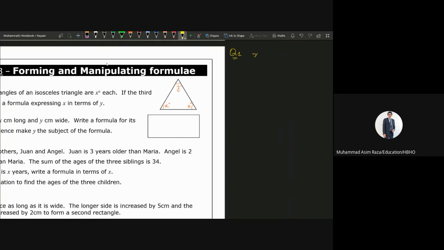It is that the sum of angles in a triangle is equal to 180 degrees. So we can write down 2x degrees plus y degrees is equal to 180. You can write down 2x degrees is equal to 180 degrees minus y degrees, and x will be equal to 180 degrees minus y degrees over 2. So this is how you will make x in the form of y. You understand that? Yes, sir. When it says express x in terms of y, it means that you have to make a formula in which x should be the subject of the formula.